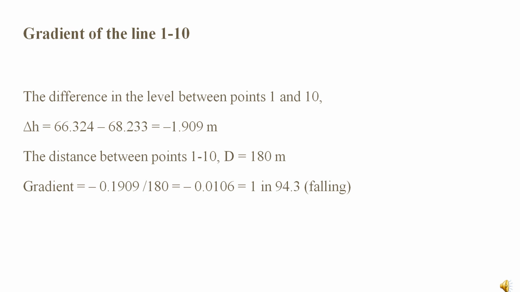Moving on to the gradient, the difference in level between points 1 and 10 is 66.324 minus 66.233, which is equal to minus 1.909 meter. The distance between points 1 and 10 is 180 meter. Therefore, gradient is equal to minus 1.909 divided by 180, which is equal to minus 0.0106, which is equal to 1 in 94.3, and as the value is negative, it is falling.